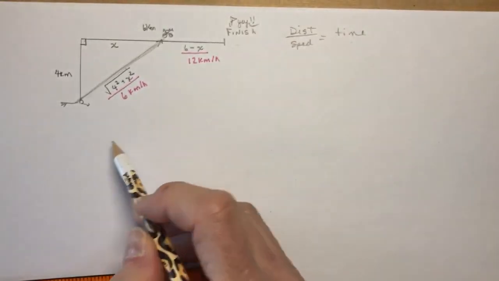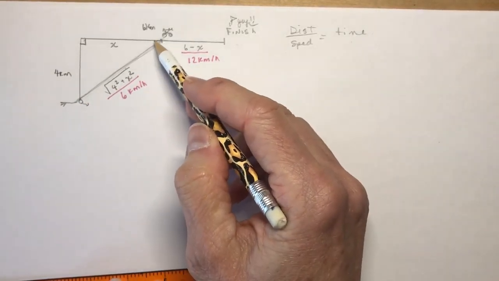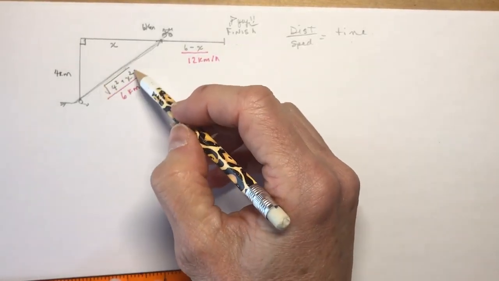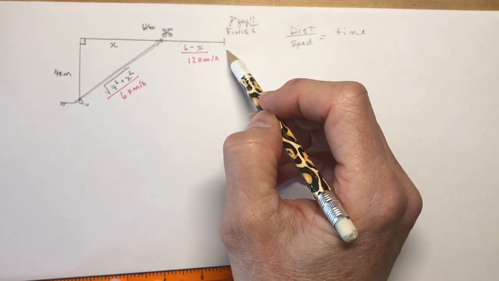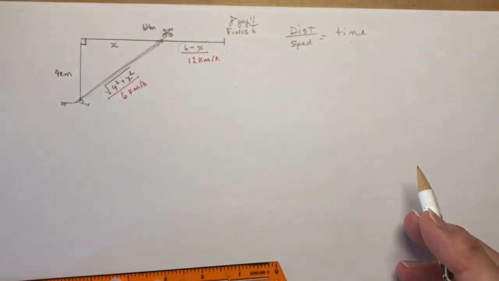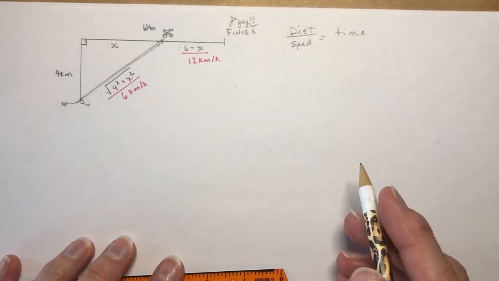And again, if this was a laying cable question, underwater cost, land cost, then you would be multiplying this by the cost and multiplying this one by a cost and adding them together to minimize. Okay, so just make sure you can do either of those. It's the only possibility here.